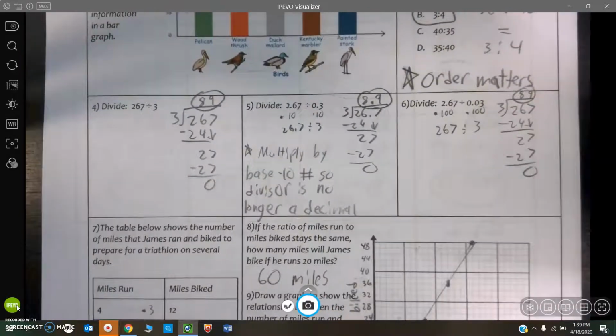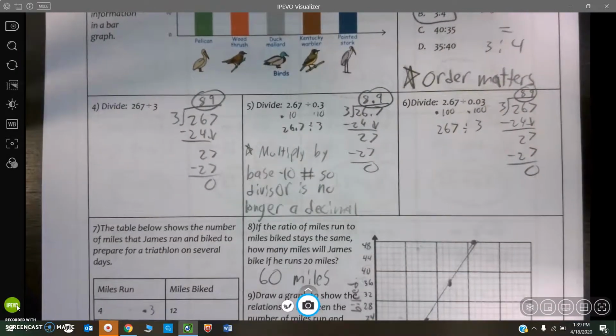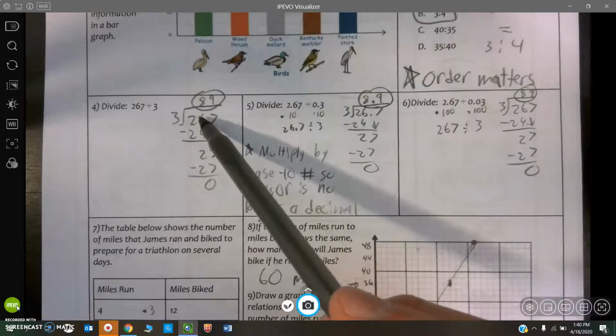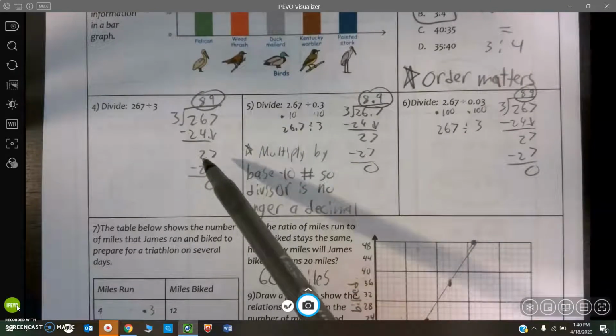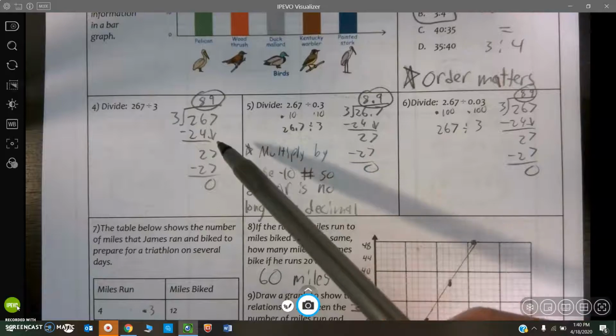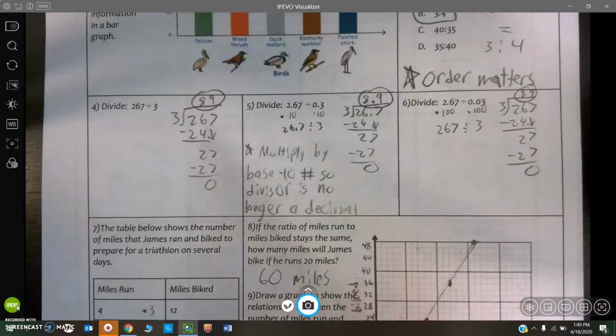We've got our middle row. First one, as the past 2 days, is just your typical long division. I can see that 3 fits into 26 8 times, and 3 times 8 is 24. I subtract, and every time after you subtract, you bring down the next number, and 3 fits into 27 9 times.